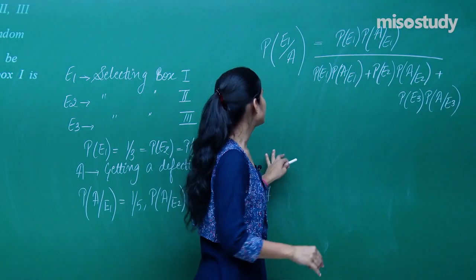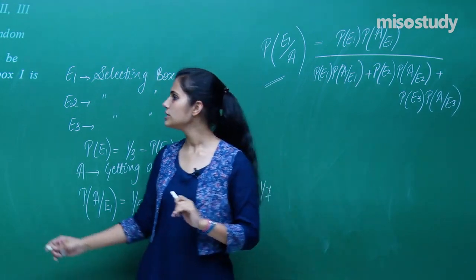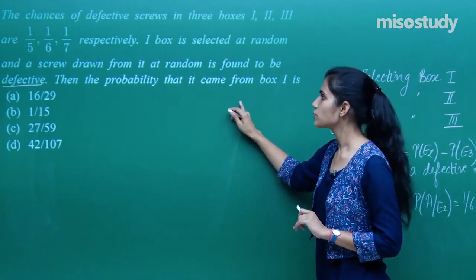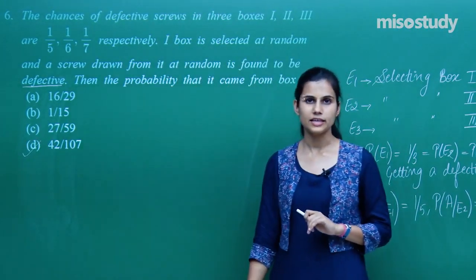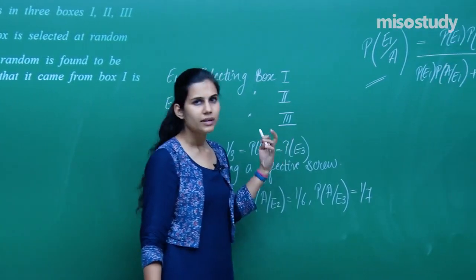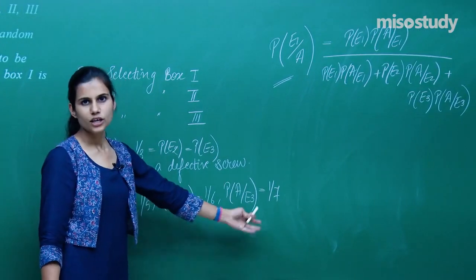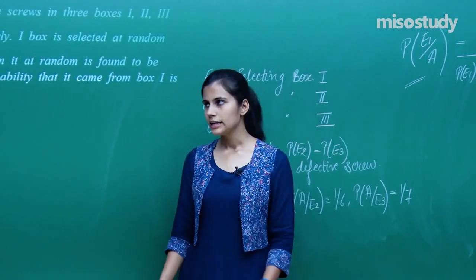Each and every expression you have, all the values you already have. This answer basically is the answer that you need, that is probability of E1 by A, which is probability of getting the defective screw from box 1. Right, and that comes out to be 42 by 107. When you plug in all the values, in place of probability of E1, E2 and E3, you plug in 1 by 3, and in rest of the places you put this, you get 42 by 107 as the required probability. Clear?